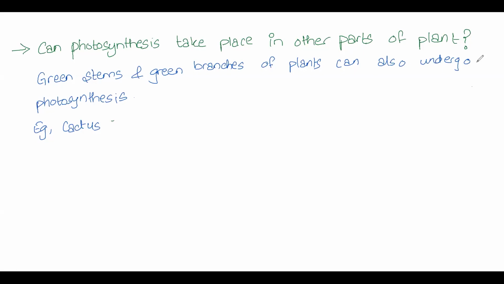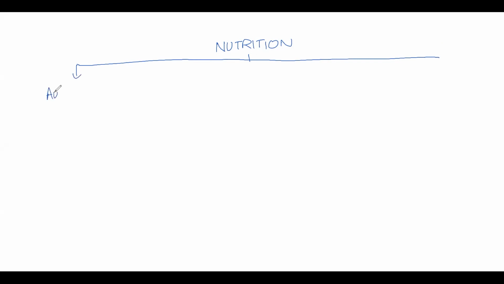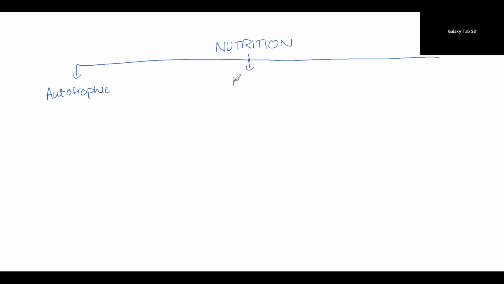Now we have seen the autotrophic mode of nutrition, okay, where we discussed the process of photosynthesis. Now when we were discussing nutrition, I told you about two modes of nutrition. Okay, but I would like to add one more to it. The first one was autotrophic. The second one was heterotrophic.